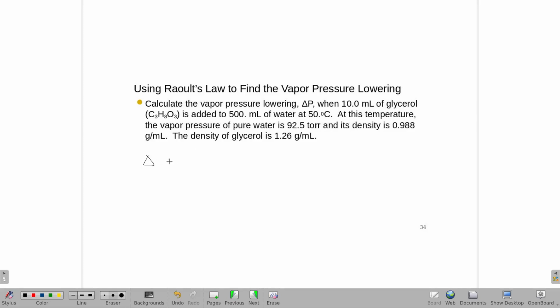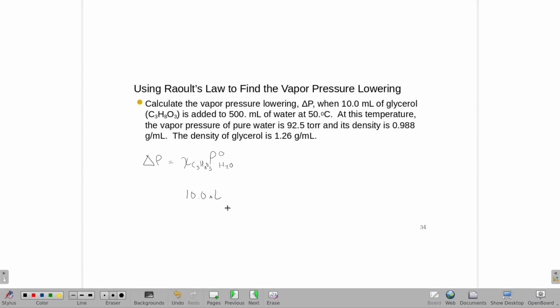Alright, so our equation is delta P equals X times the pure. Now let's define things. The mole fraction is of the impurity, so in this case, it's the glycerol. The pressure is of the solvent, so in this case that is the water. Alright, so I need to get the mole fraction of glycerol. I need the moles of glycerol. I gave you 10 milliliters.